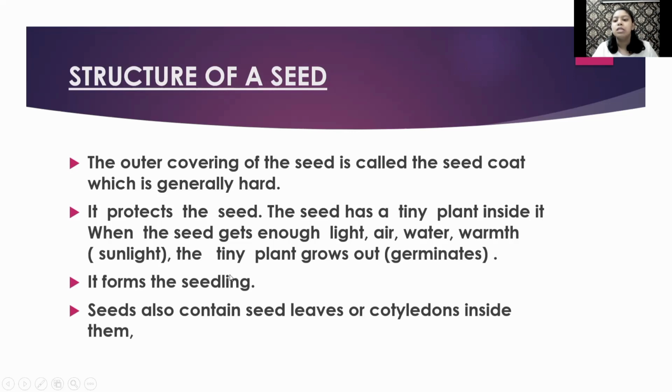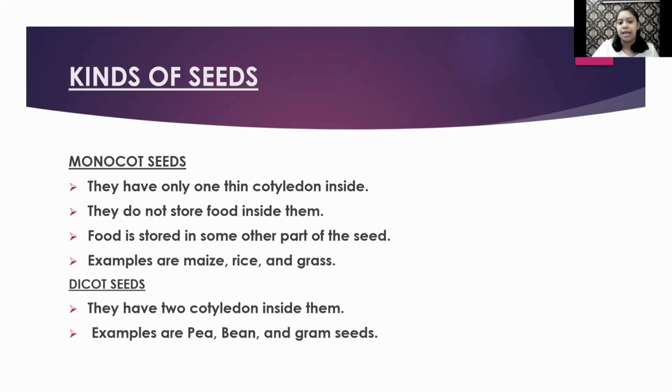Okay, it forms the seedling. So a seedling is nothing but when the plant starts its beginning, when it starts to grow, also known as a sapling. This is known as a seedling, when it begins to grow from the seed that is planted. Seeds also contain seed leaves or cotyledons inside them.